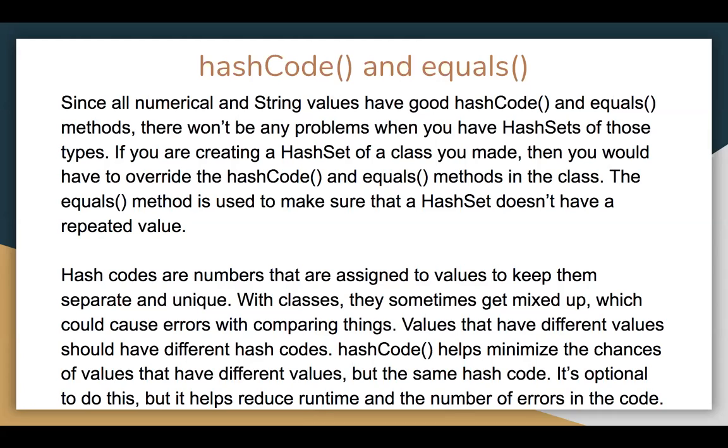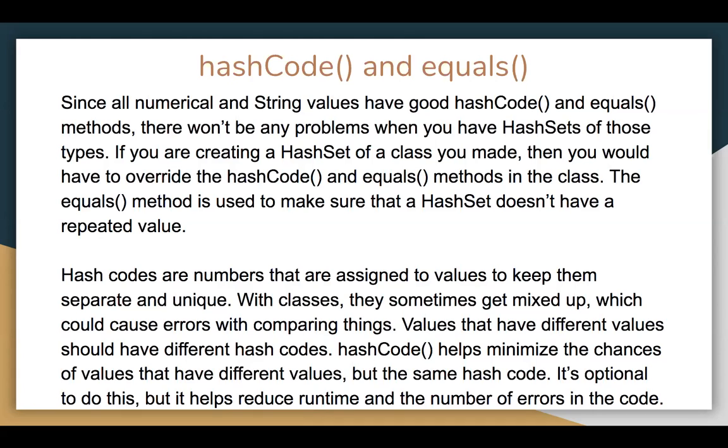The equals method is used to make sure that a hash set doesn't have a repeated value. That should be familiar since we went over equals already, so there's not going to be an example of how to program that. A little bit more about hash codes: hash codes are numbers that are assigned to values to keep them separate and unique. Kind of like memory addresses, but not really. And they're kind of like indices in a way.